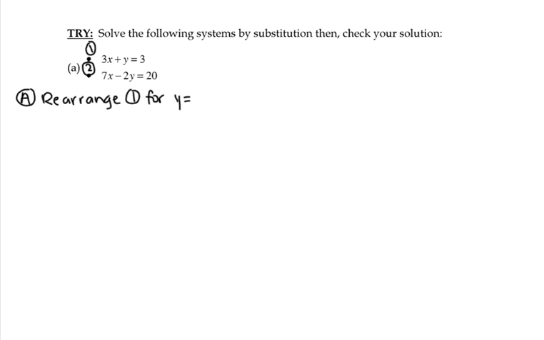Okay, so what did you get for your first equation? Negative 3x plus 3. Good, because we subtract 3x from both sides, and we get y equals negative 3x plus 3. So we just rearrange. I'm going to number this again. This is our equation 1. We rearranged, so I remember which equation I was working with. So now what's our next step?